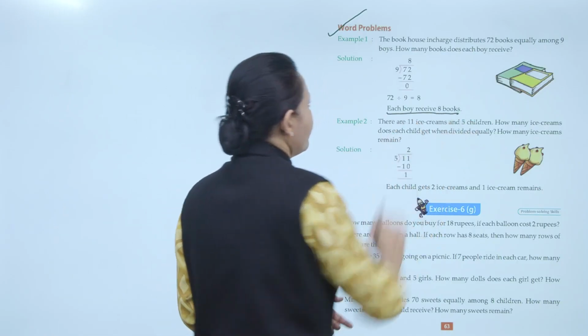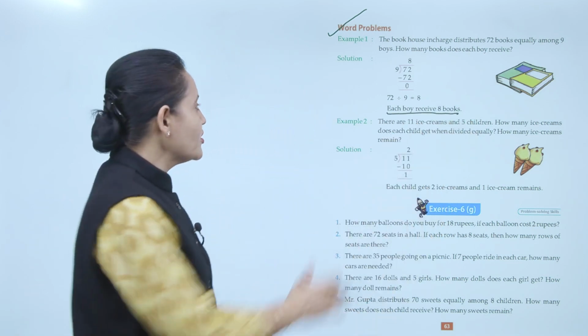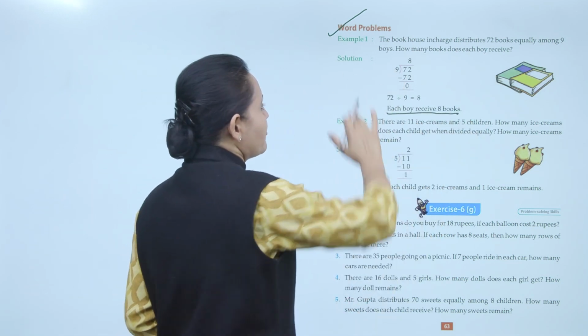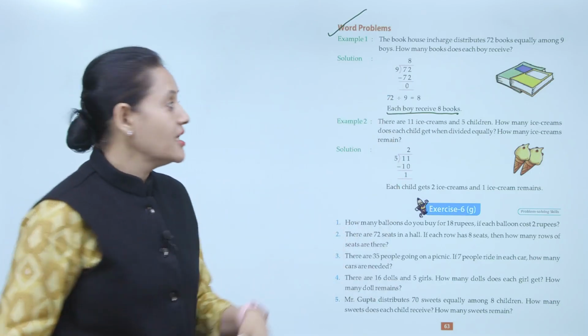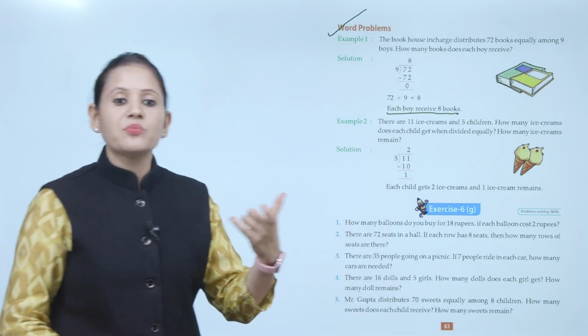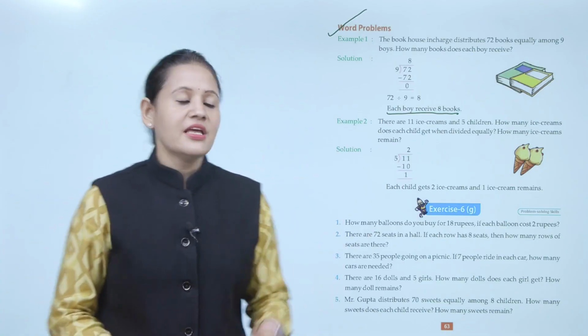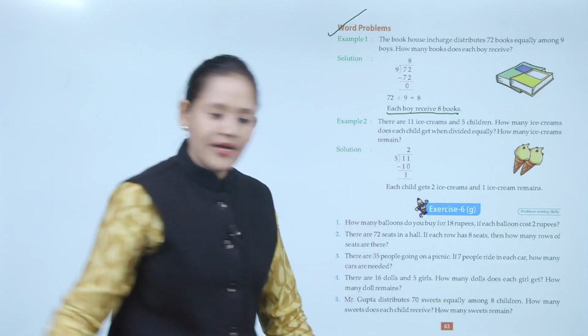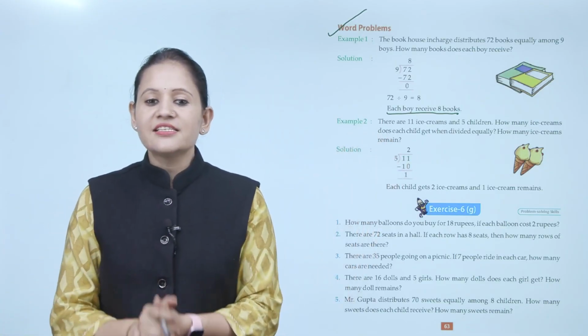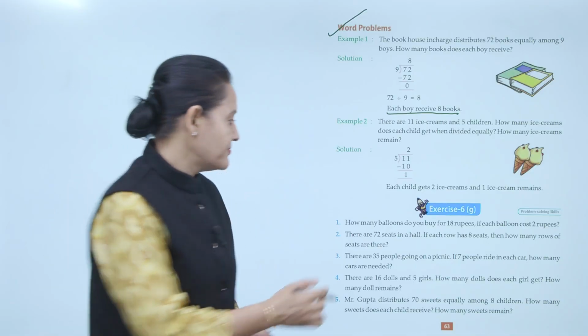So here what we have to do? Total number of books 72. We have to divide the books equally among 9 children. So how many books each child will get? So where we have to divide equally, there we'll do division. Clear? Next is exercise 6G.